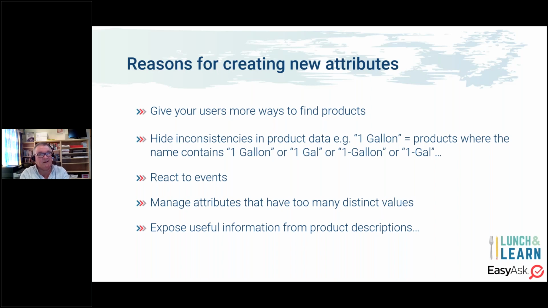So you could be reacting to anything. The beauty of EasyAsk attributes is that you can react very, very quickly. Also, managing attributes that have got too many distinct values. An example of that would be things such as measurements. It is quite a common situation where measurements differ very slightly, and you really wouldn't want to list all those different values as selection attributes because they're too close.